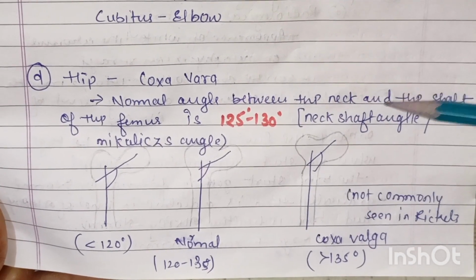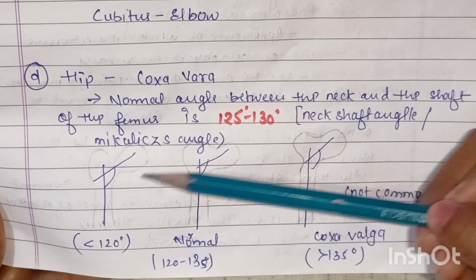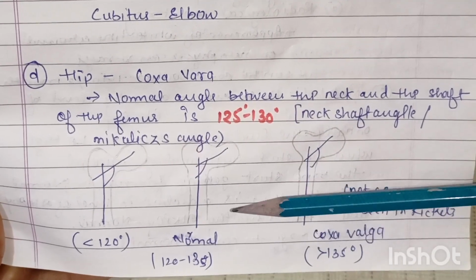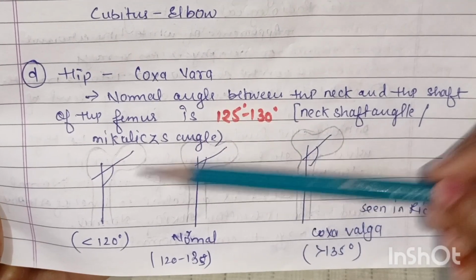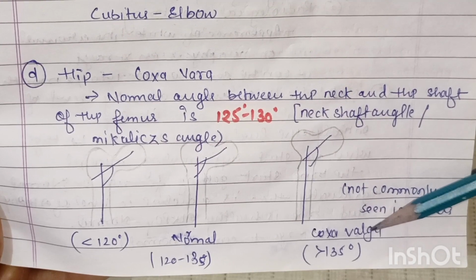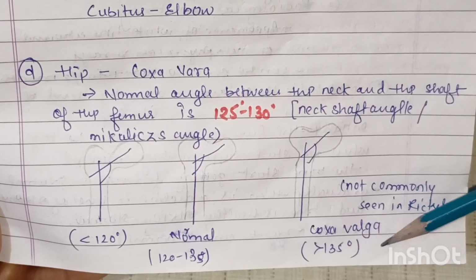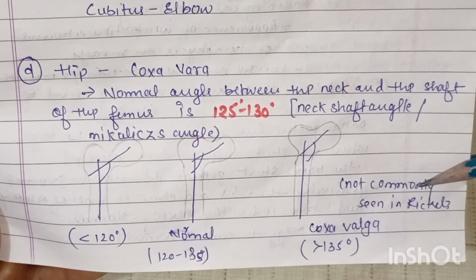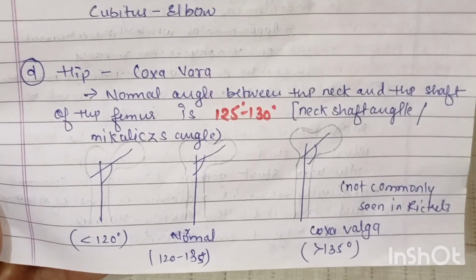The normal angle between the neck and the shaft of the femur is 125 to 130 degrees, like that. This is a condition of coxa vara. The condition of coxa valga is an angle greater than 135 degrees, which is not commonly seen in rickets. So commonly seen in rickets, the condition is coxa vara.